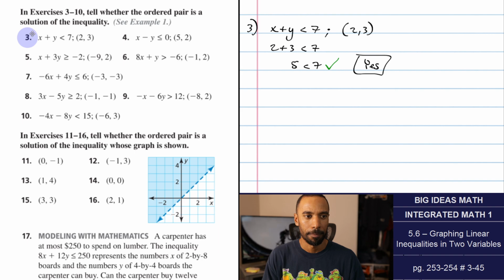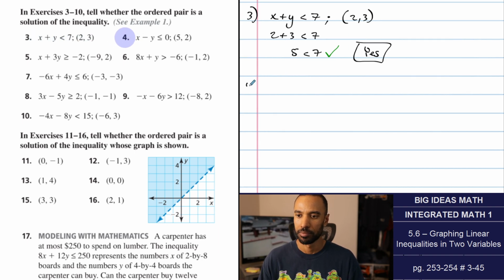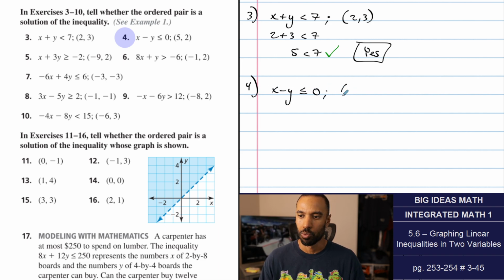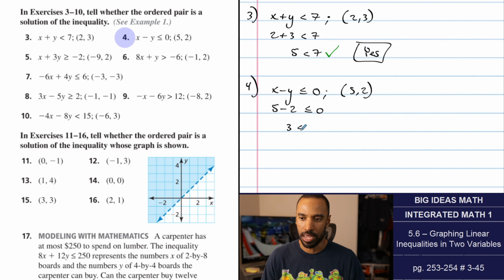Number 4, x minus y is less than or equal to 0. We're going to test 5, 2. 5 for x, 2 for y, and that's 3. 3 is not less than or equal to 0, neither nor, so this is a no, it's not a solution.